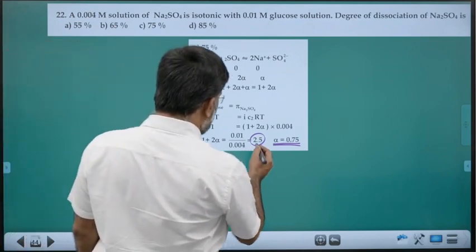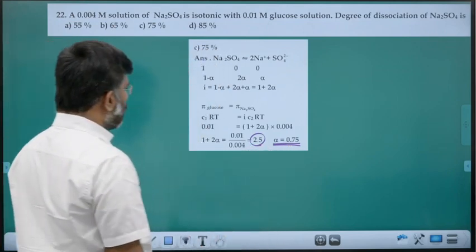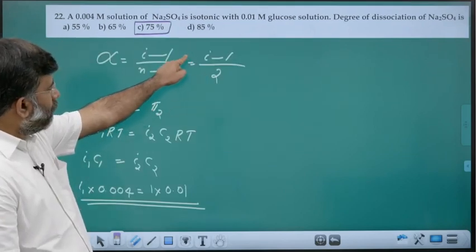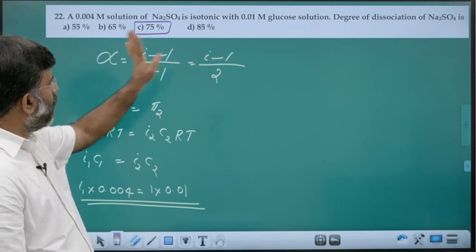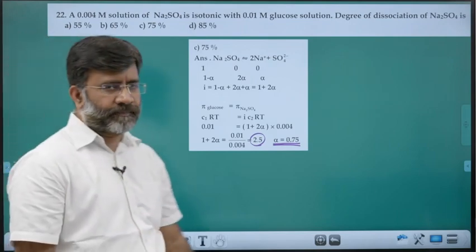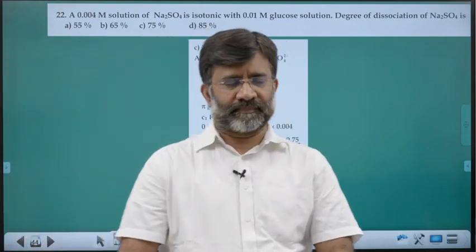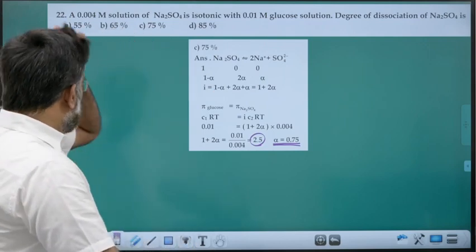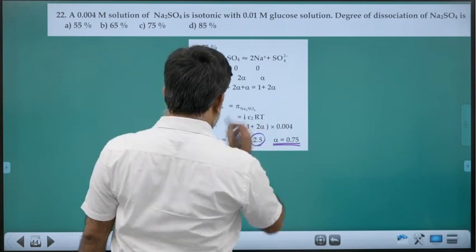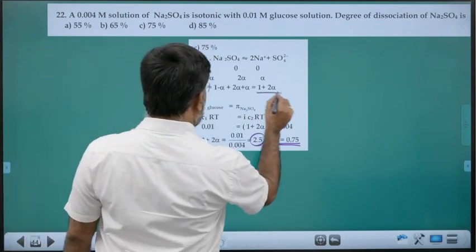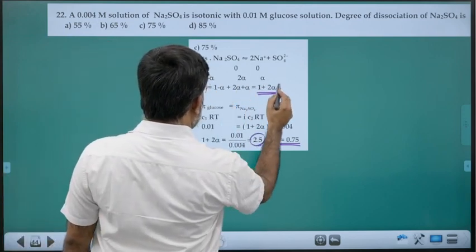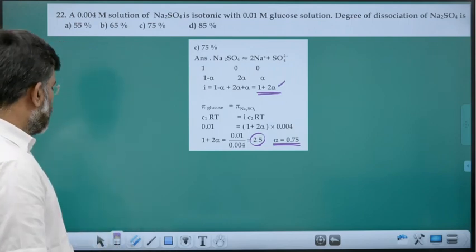I value you will get 2.5. Therefore alpha will be (i minus 1) by 2, 2.5 minus 1, 1.5 by 2, 0.75, that is 75%. Option C. I think it is okay. Or straight away you can take it like this: i is equal to 1 plus 2 alpha. That is also okay. i is equal to 1 minus alpha plus 2 alpha plus alpha, that is 1 plus 2 alpha. Next.